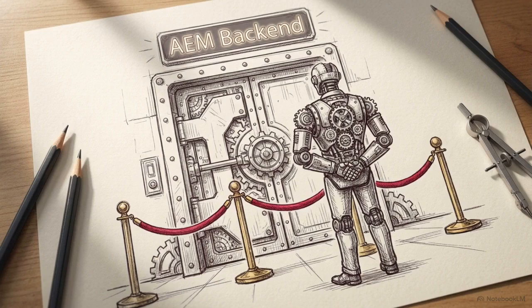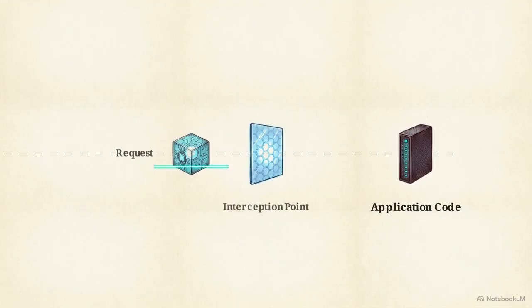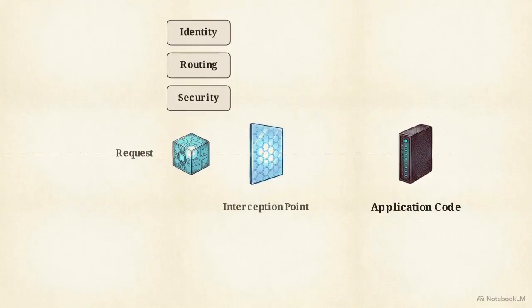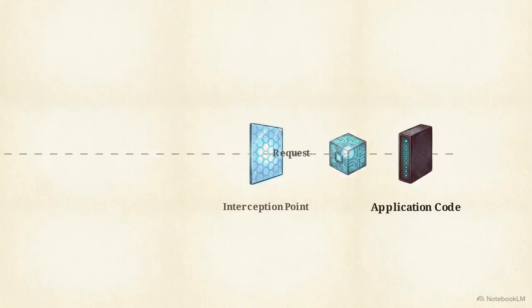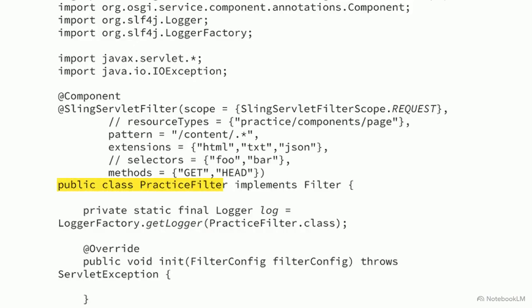Think of a backend filter like a bouncer at a club. Before a request ever reaches your application code to be processed, it has to pass through this interception point where its credentials, headers, and paths are checked. This is the basic Java class signature for an AEM filter.